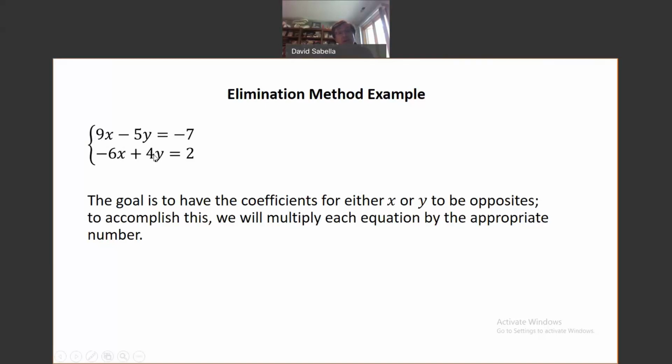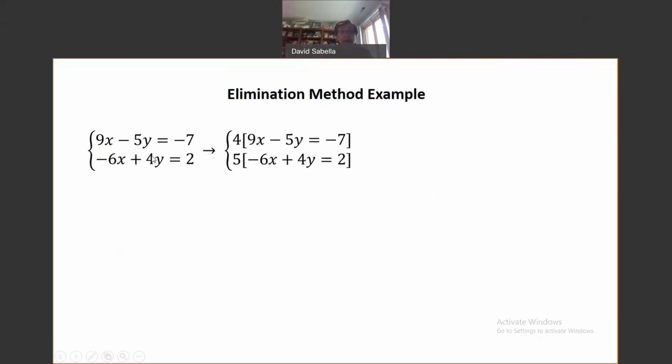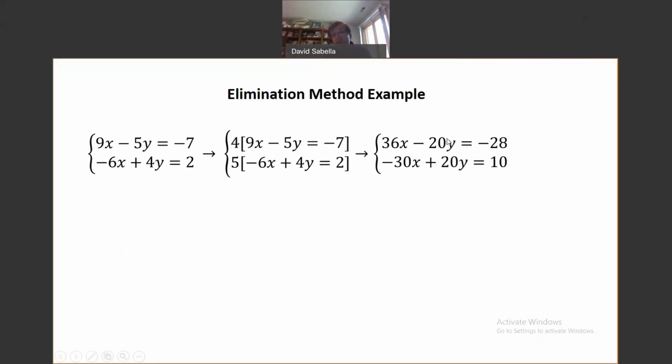So what we're going to do is figure out what the least common multiple is of 5 and 4. That would be 20. And we're going to multiply the first equation by 4 to give us negative 20y, and we're going to multiply the second equation by 5 to give us positive 20y. And you'll see when we do that, what that gives us. So here we go. Here's the system. Multiply the first equation by 4, the second equation by 5. What that gives us is coefficients of the y value that are opposite, negative 20y, positive 20y. When I add these two equations together, the y goes away, and that's what we wanted. We will have eliminated that variable.